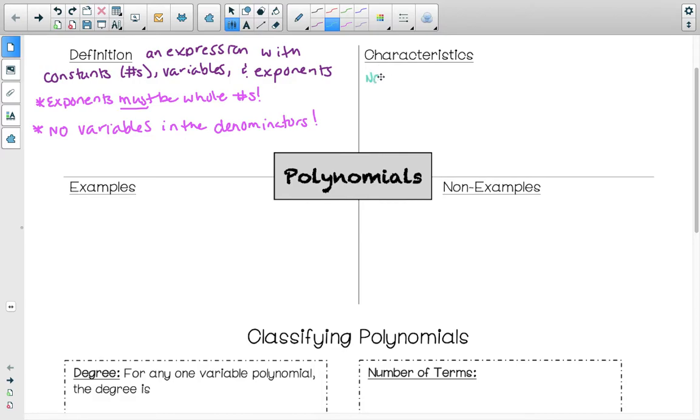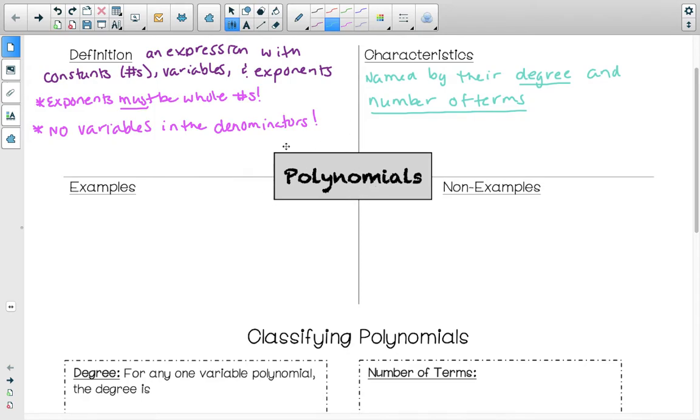Some characteristics of polynomials is that it has two names. Polynomials are named by their degree, so that's the highest exponent, and the number of terms. So it has two names. Name it by its highest exponent and how many terms there are in the problem.